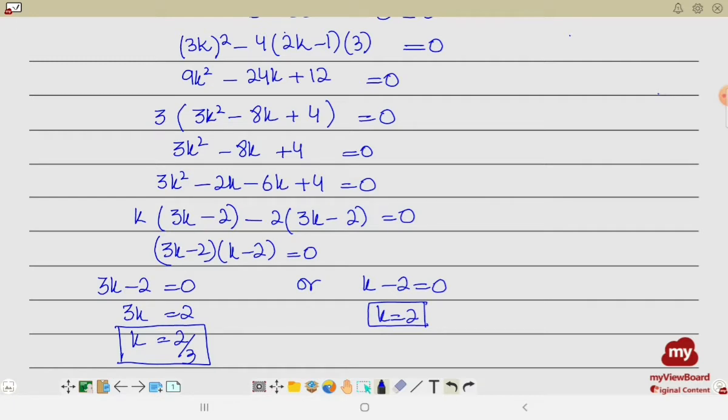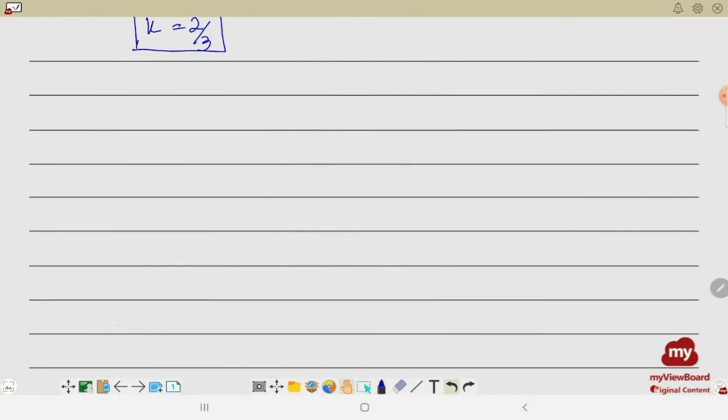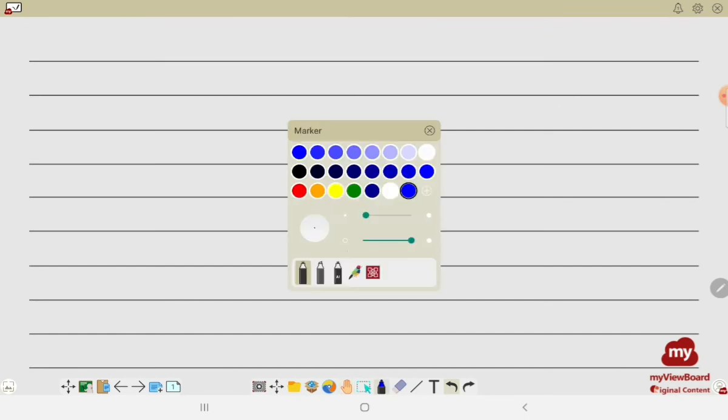So let's solve one more part of the same sum. The condition remains the same. Let's write down the question. It is x square plus 2 into (k plus 2) into x plus 3k plus 4 is equal to 0.